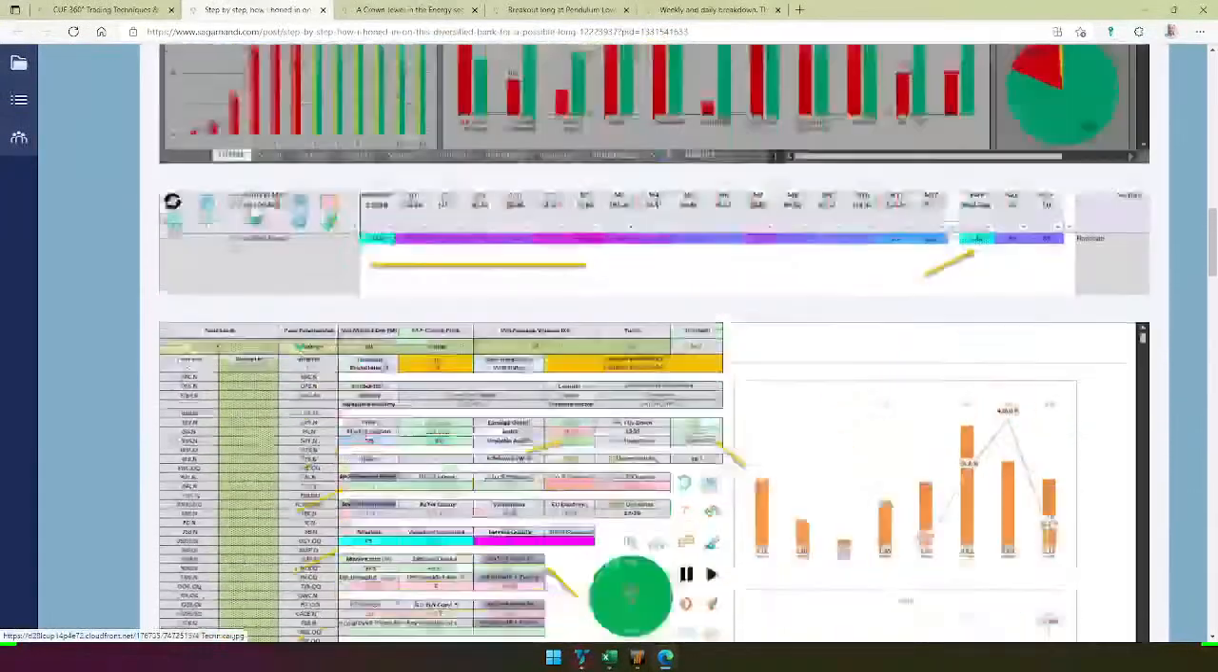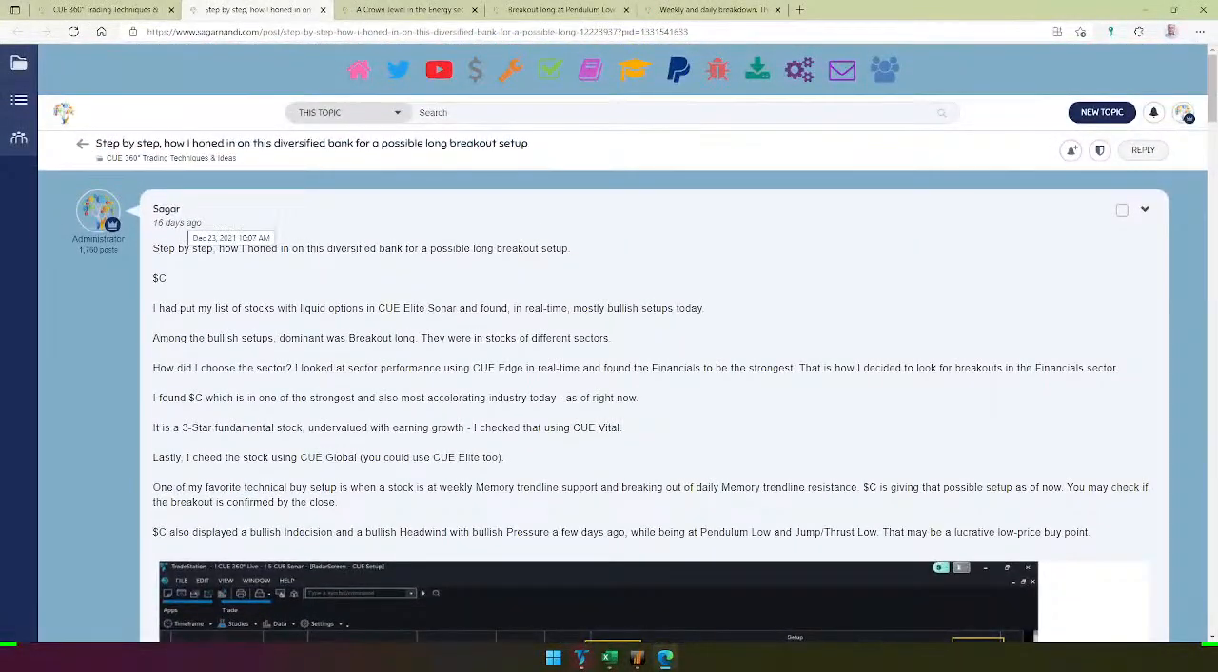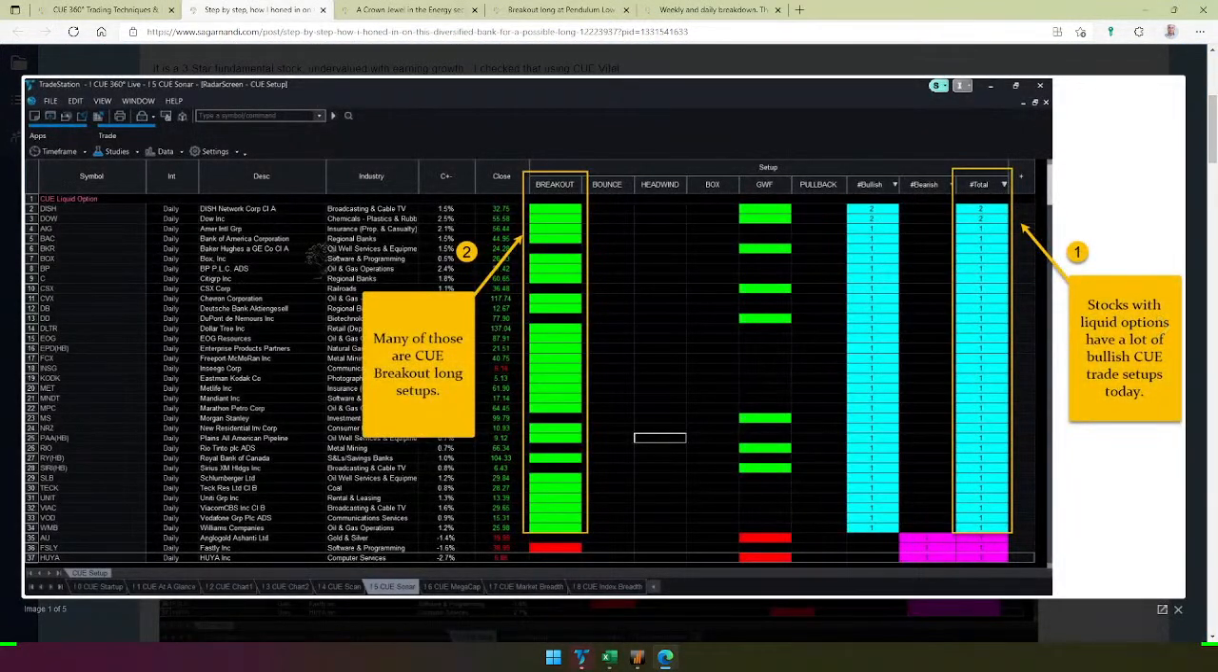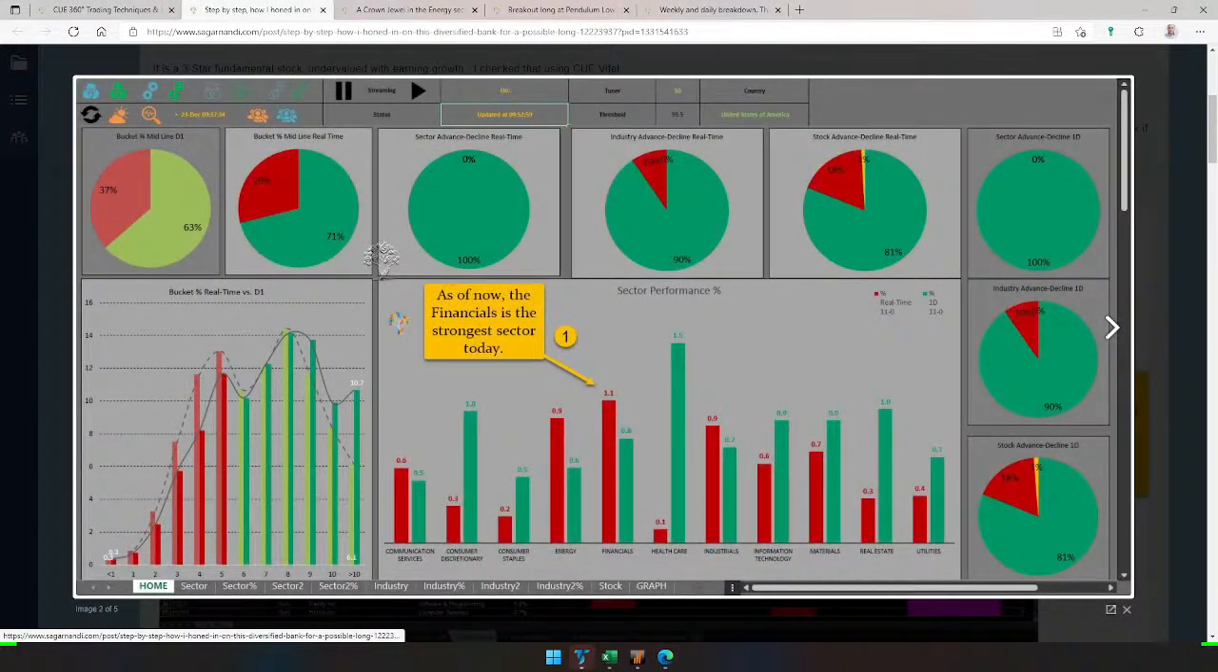Next, look at this stock, Citibank, USA market, shared 16 days ago, December 23rd. Let's look at the analysis at that time. And this was a step-by-step explanation of how I found the trade. I looked at Q Sonar on that day. I saw a lot of breakouts. I looked at Q Edge, sector industry stock advanced decline breadth. That was bullish here, and the strongest sector at that point of time, everything done in real time.